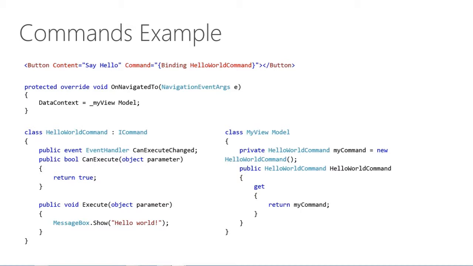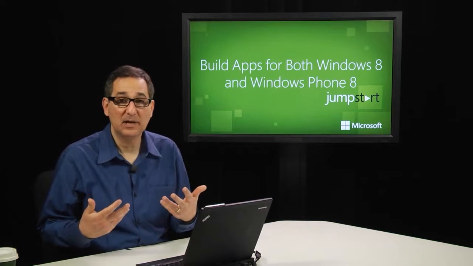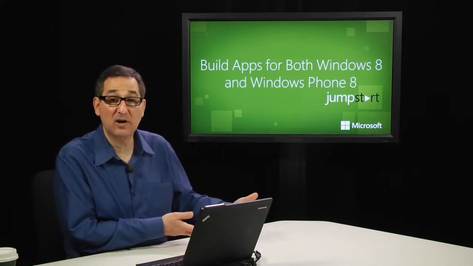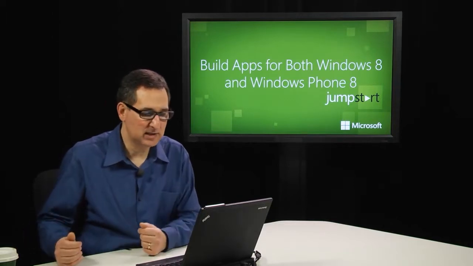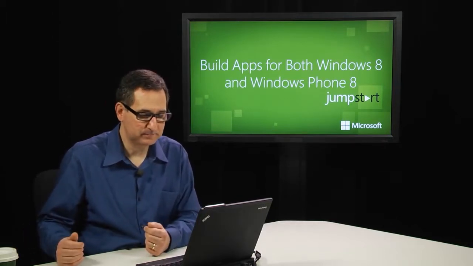And the way I would bind to this hello world command is by, in my code behind for my XAML page, on navigated to, I'm setting my context to my view model, and my view model is defining my hello world command and returning my command. And so by hooking all that up, I'm essentially moving my code out of my view, out of my code behind into my view model, where I can manage it a little bit better.